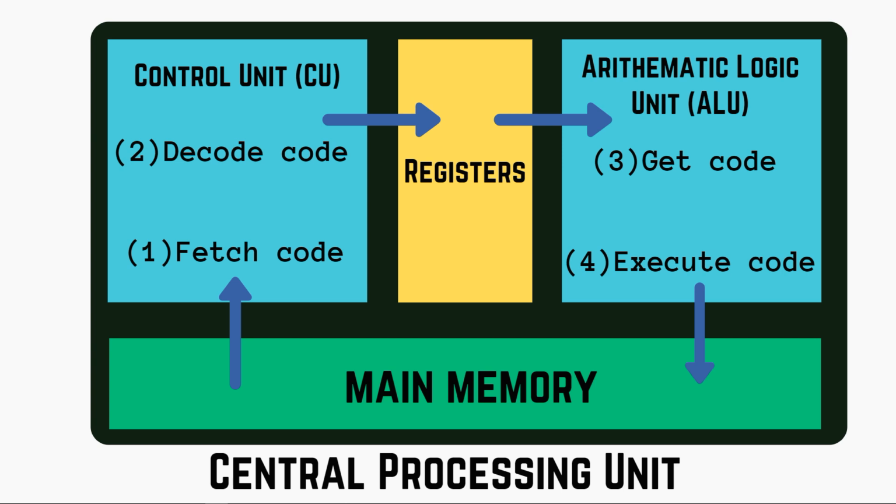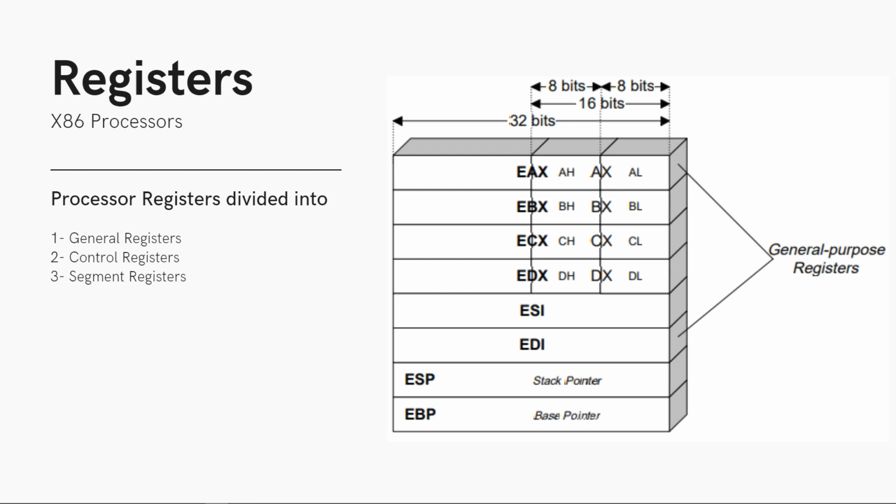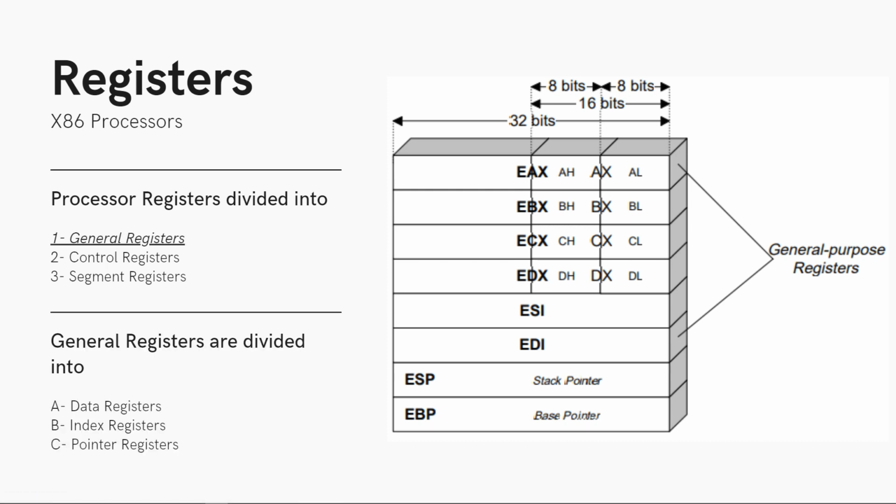So let's talk a little bit more about registers. x86 processors have 8 32-bit general registers. And these registers are grouped into three categories: general registers, control registers, and segment registers. And the general registers are further divided into three groups: data registers, index registers, and pointer registers.